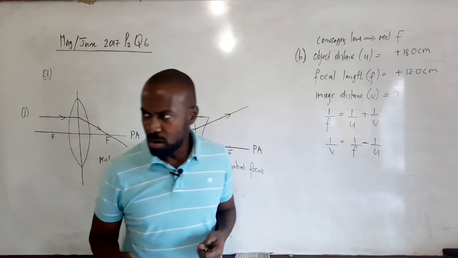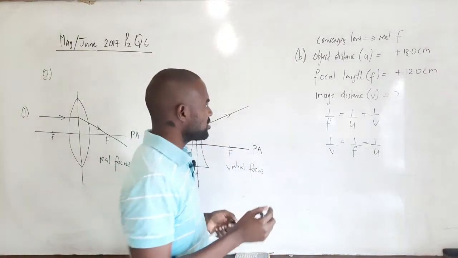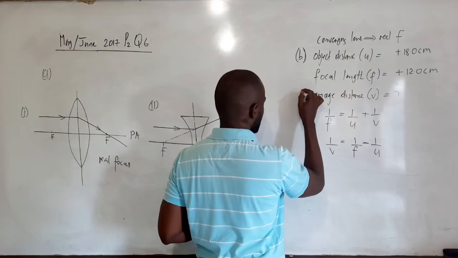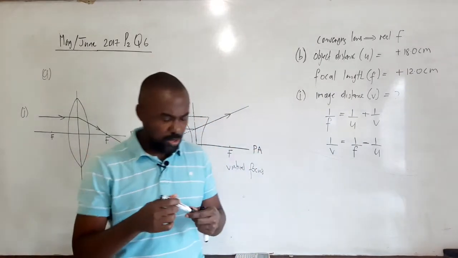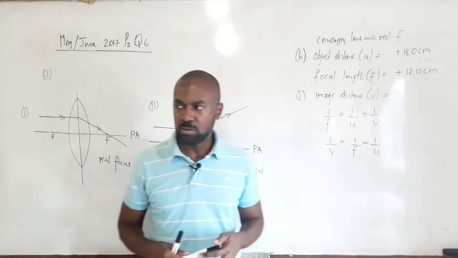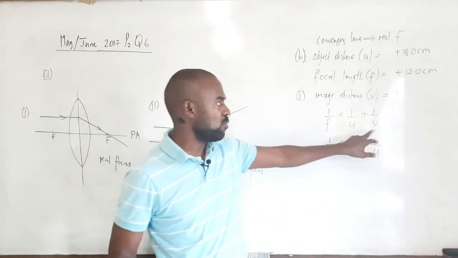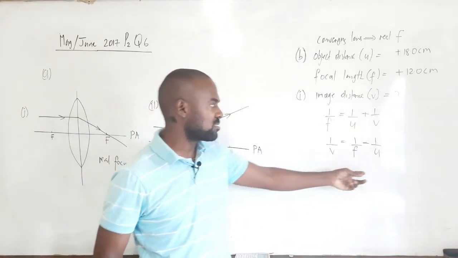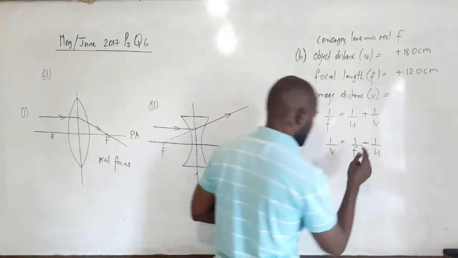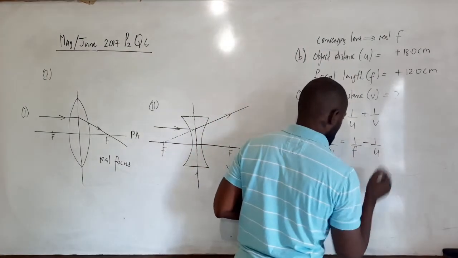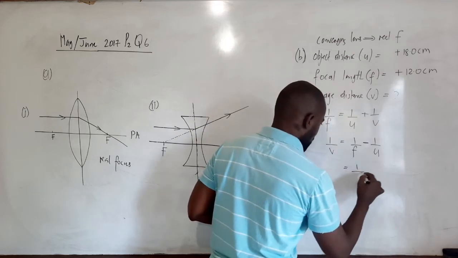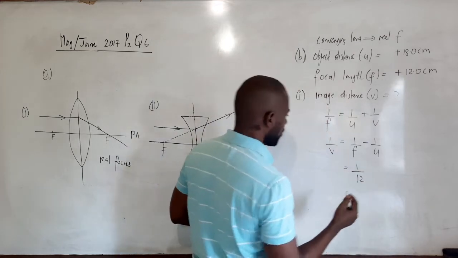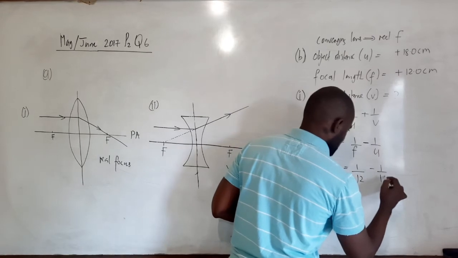And they want us to find, one, the image distance, right? So we're going to try to find the image distance V. And of course, in order to do that, we're going to use our lens equation, 1 over F equals 1 over U plus 1 over V. We make 1 over V the subject. And so this is a minus sign, of course, not an equal sign, minus sign. So substituting the values, we get 1 over 12 minus 1 over 18, right?